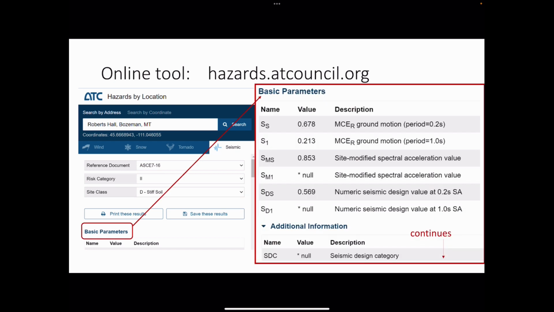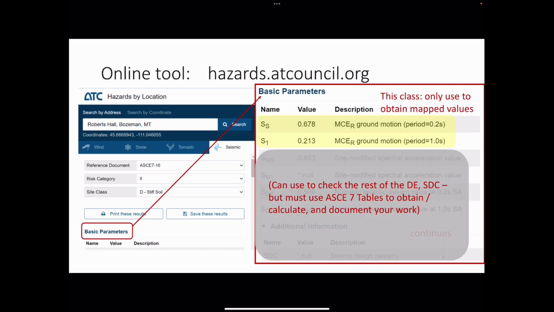All right, so it will give you basic parameters. The first two are what you're going to be after, the mapped values. And then it'll calculate for you the maximum considered earthquake and the design earthquake. Again, you can use the rest of the output to check your work, but you have to go through that process yourself. So only purely report the SS and S1 values.